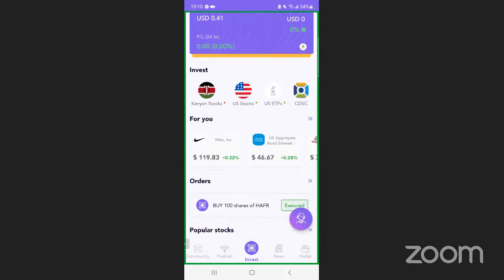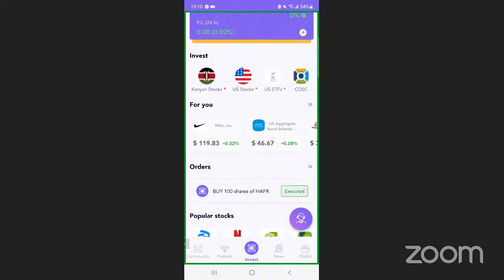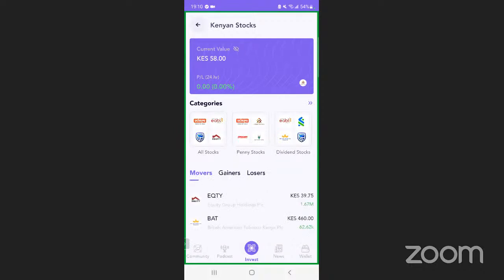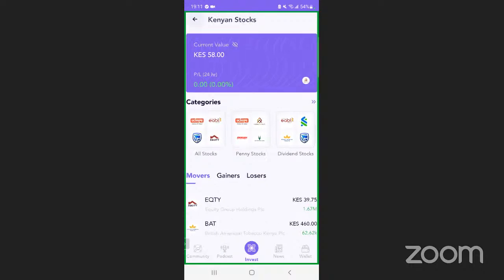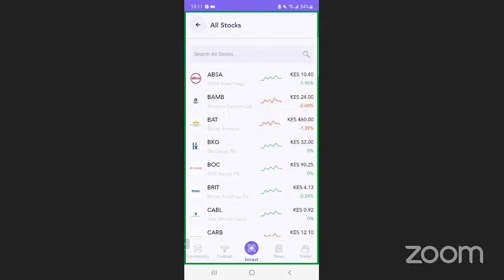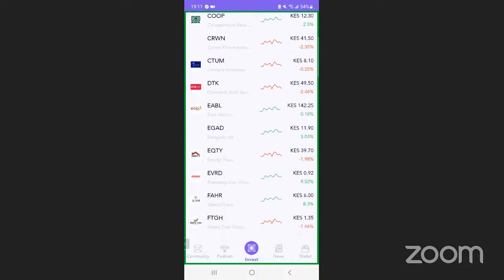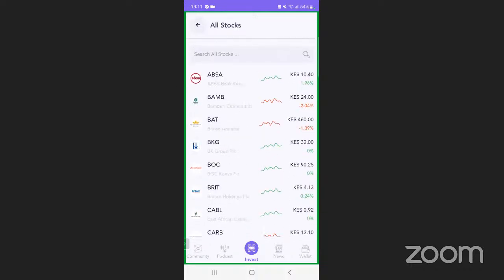On the other hand, let's say you want to invest in Kenyan stocks. You just click on the Kenyan stocks button, and you'll be able to see several categories of Kenyan stocks that you can invest in. On top, you can see the value of the Kenyan stocks that you have invested in. Okay, so let's go to all stocks. When you click on all stocks, you'll be able to see all the 63 stocks available in the NSE.